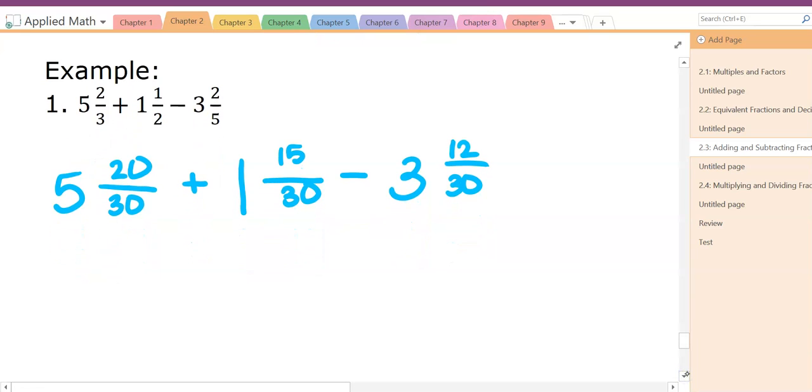All right, what's 5 plus 1, minus 3? 20 plus 15 minus 12. So 3 and 23/30.